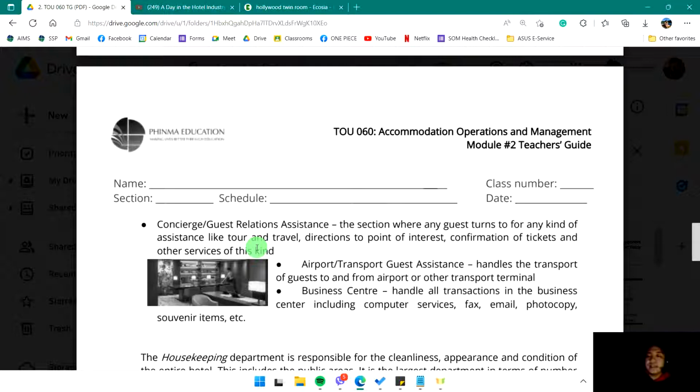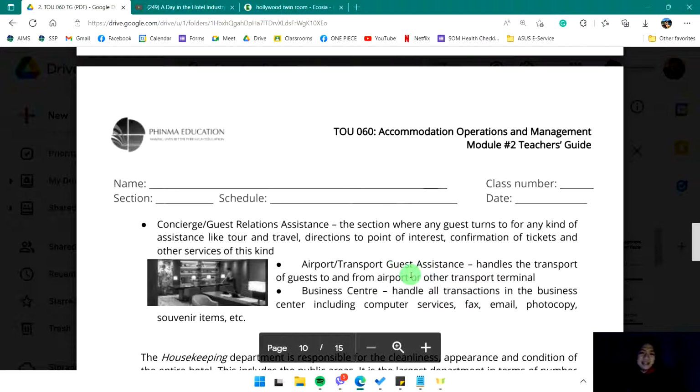Pero overall, sila po yung mga sumasagot ng concerns or yung assistants. Tulad ng sinasabi natin dito, if our guests need assistance regarding something, they are the ones to turn to regarding their tour, travel, direction of point of interest, and confirmation of tickets, etc., etc. We also have here the airport transport guest assistance and business center.